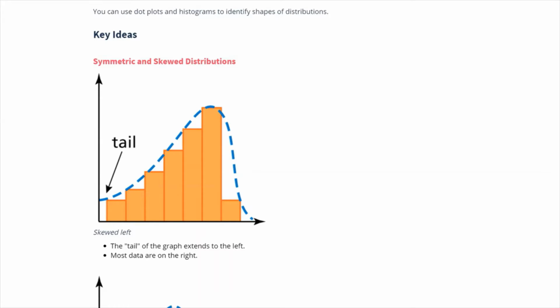Hey everyone, we are going to look at shapes of distributions. So basically we can break the shape of a distribution of a data set into three things. We could either say it is skewed left, skewed right, or symmetric. If we look at this first one, we can see most of our data is over to the right, and the tail of this graph extends to the left. So we would say this is skewed left.